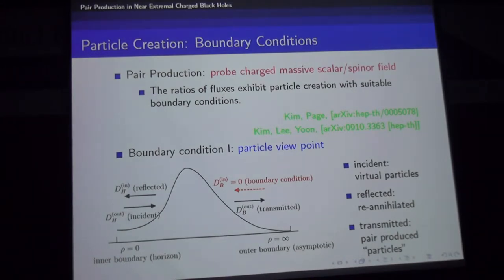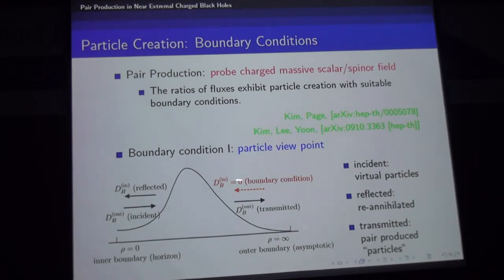In this case we can find the exact solution. And from the exact solution, we can consider the asymptotic behavior at the outer boundary and the inner boundary. And we impose a particular boundary condition, so there's no particle flux coming in from the outer boundary. So there remain three fluxes that have a very intuitive physical interpretation.